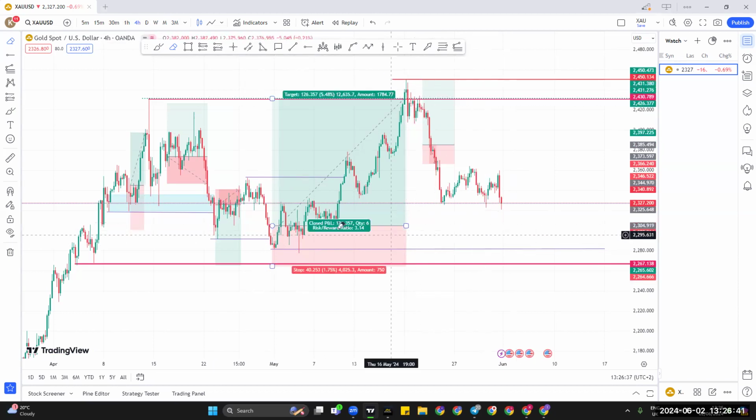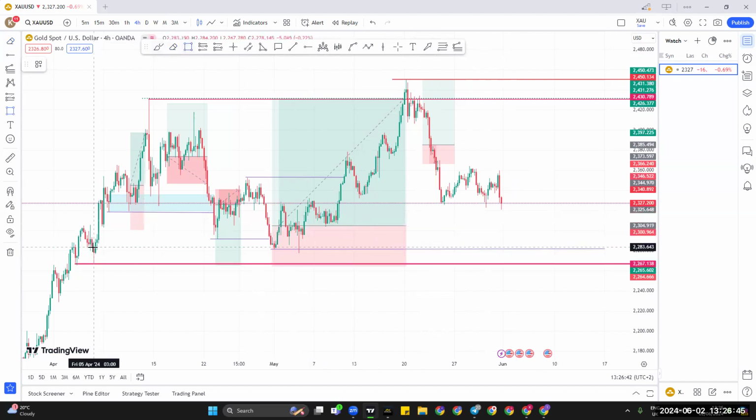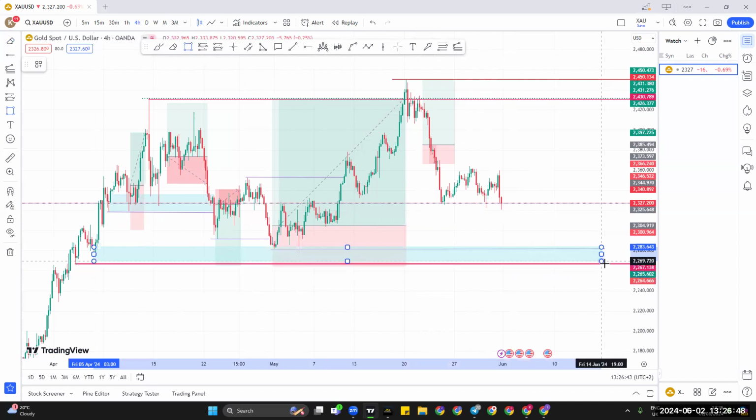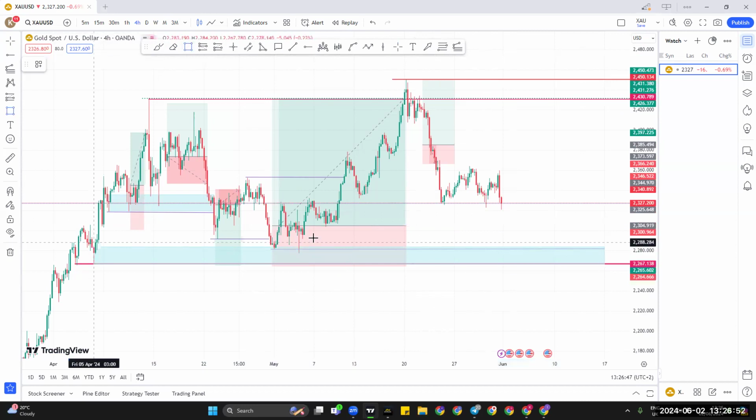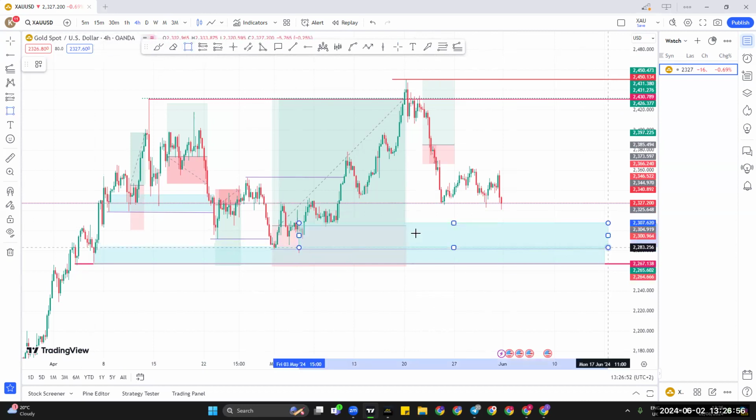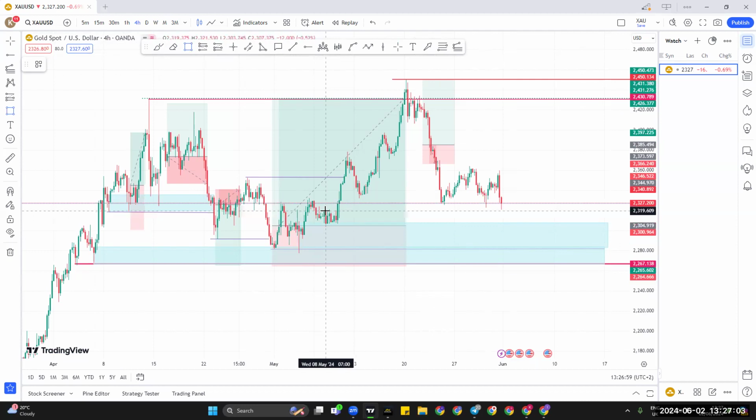So right now, the market is retracing. We still have this order block right here that's holding, that's valid, and then we have new order blocks within here that are valid as well. Maybe this one too.